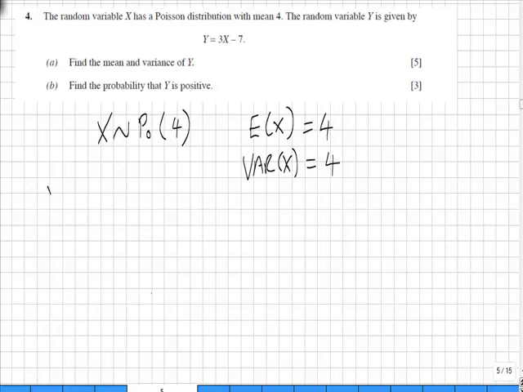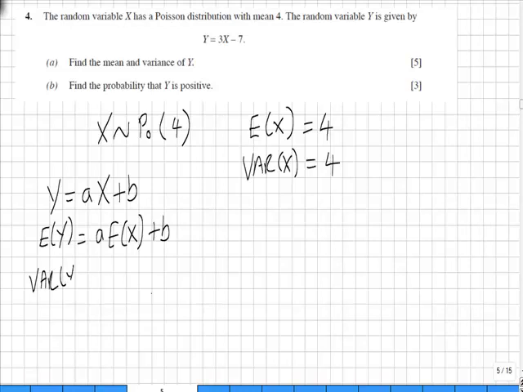If we remember our rules of linear functions, if we have y equals ax plus b, then we know that the expected value of y is equal to a times the expected value of x, plus b. And also the variance of y is equal to a squared times the variance of x. In this case, we have values of a equaling 3 and b equaling minus 7.